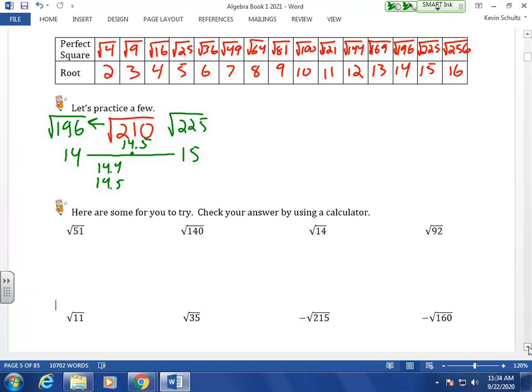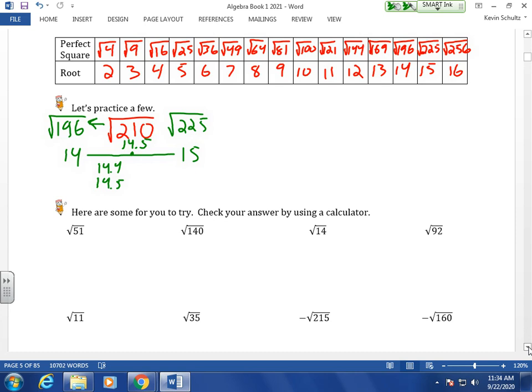Question? What if the number was like 212? If it would be 212, it'd be closer to the 15 then. So then we're talking 14.6, 14.7, something like that. Okay? No, you can just put the estimation there, just the decimal below.